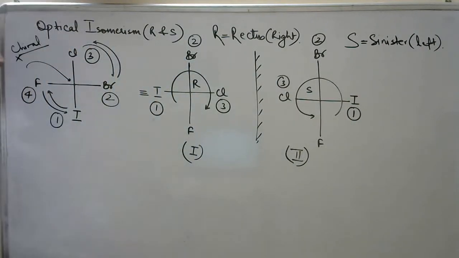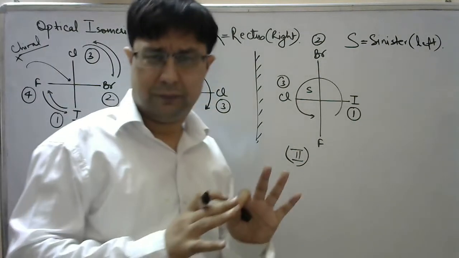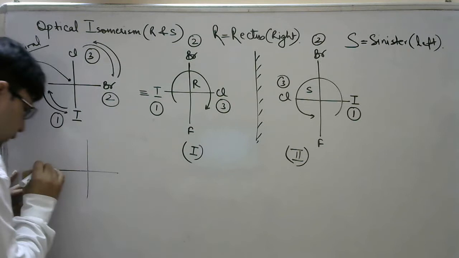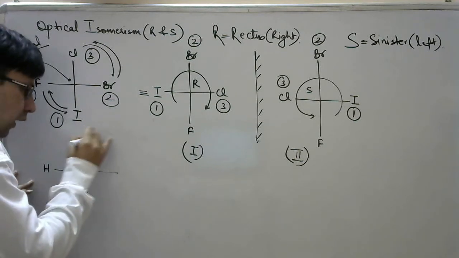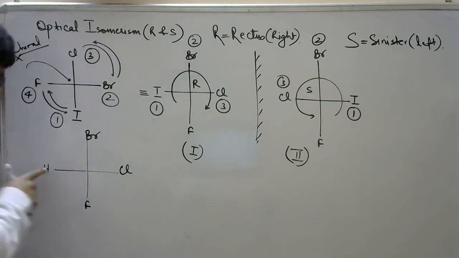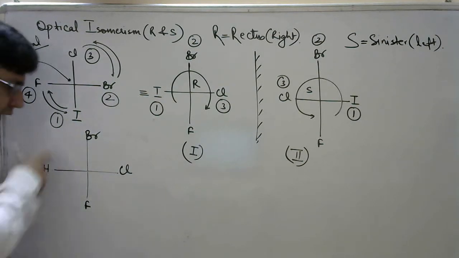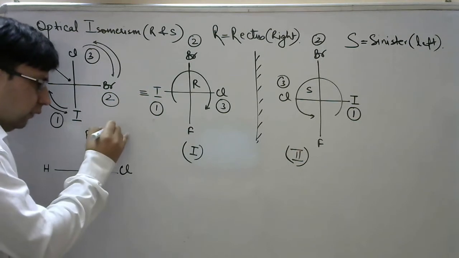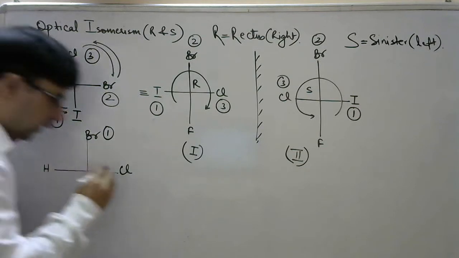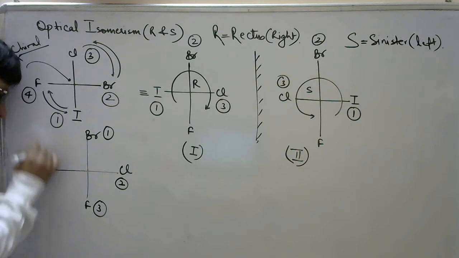Is it clear? Now let us analyze this by considering an example. Suppose I have a hydrogen atom, bromine atom, chlorine atom, and fluorine atom. I have placed the hydrogen atom on the left hand side. If I assign the priorities on the basis of atomic number, Br has the higher priority, second is Cl, third is fluorine, and this is the hydrogen atom.